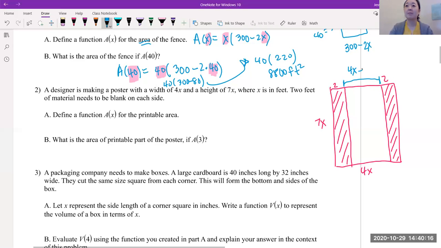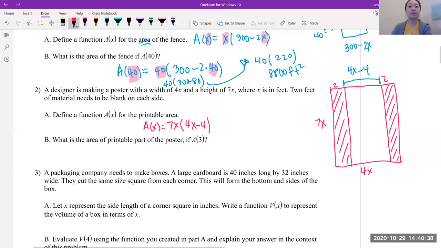4x minus 4. Remember, because the 2 here and the 2 here. So altogether, that's 4 that we took out, right? So that would be my width. So again, area is length times width. So we're going to go A of X is equal to 7x times 4x minus 4. Okay, that's it. That's the formula.